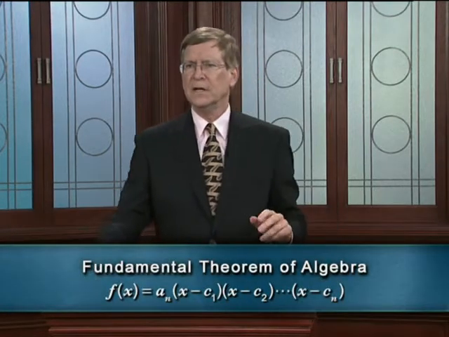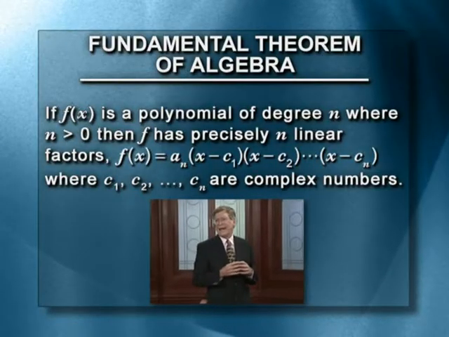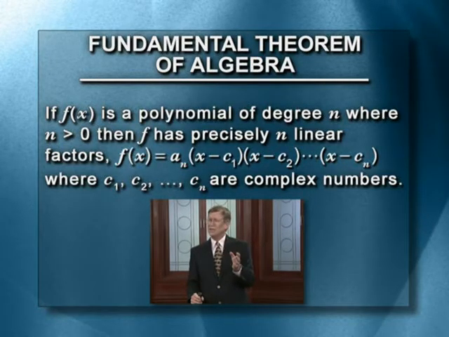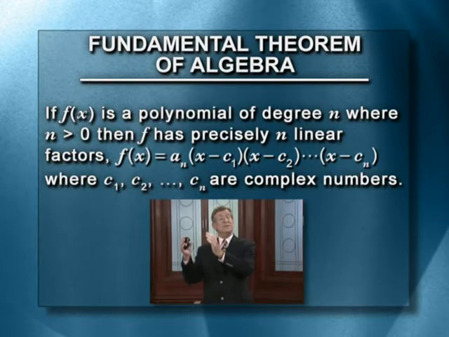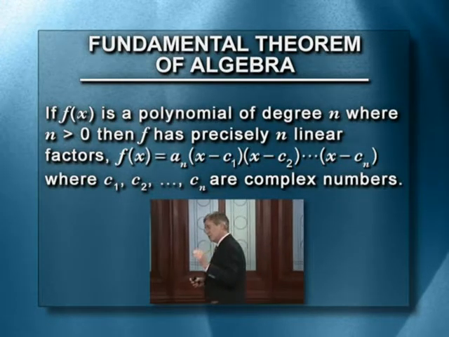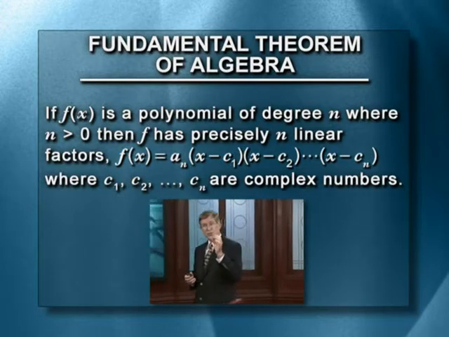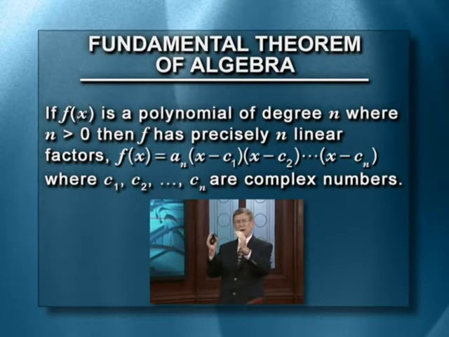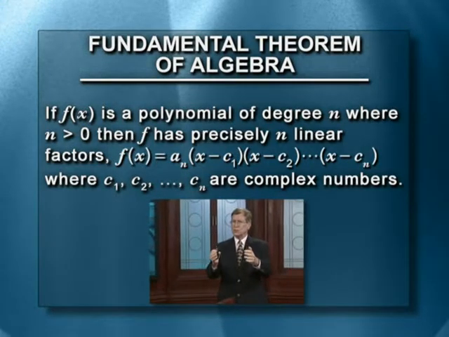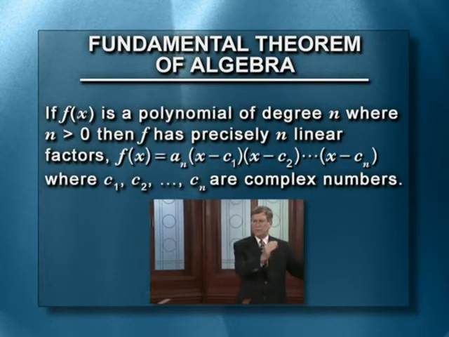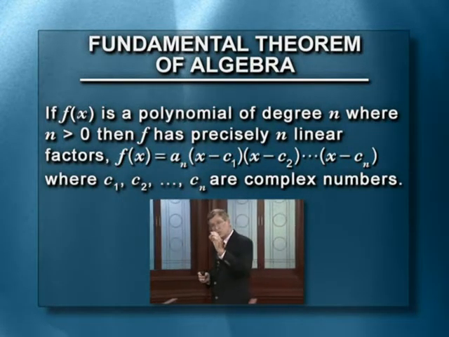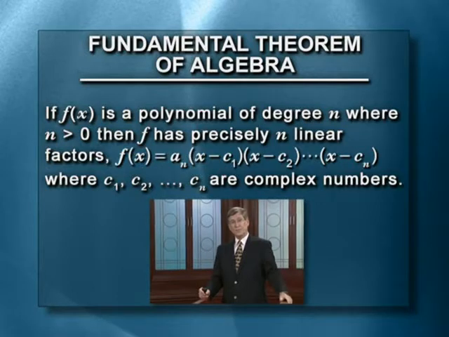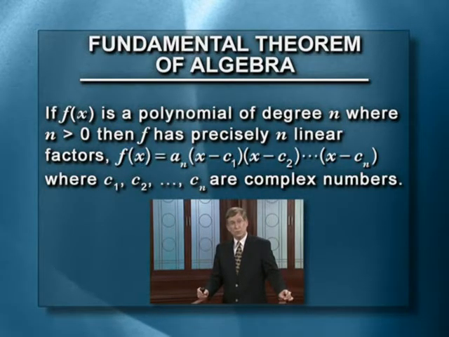Let me state it for you. If f of x is a polynomial of degree n, where n is greater than 0, then f has precisely n linear factors. In other words, the polynomial can be factored. And it can look like this. f of x will be some coefficient in front, let's call it a sub n, and then it has n linear factors, x minus c1, x minus c2, x minus c3, all the way down to x minus c sub n. Those c's are complex numbers, and those are the zeros, the roots of that polynomial equation.